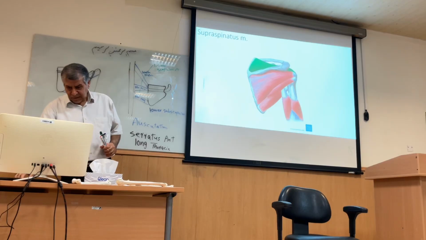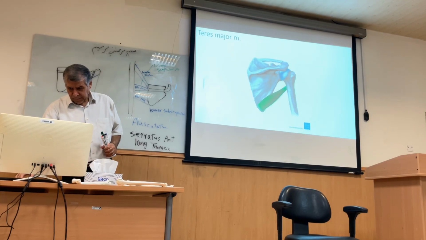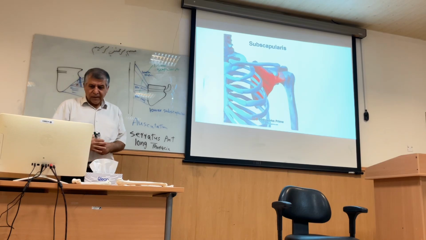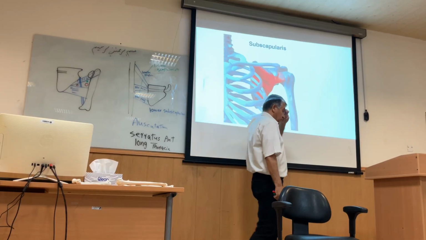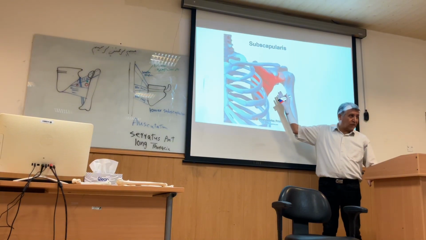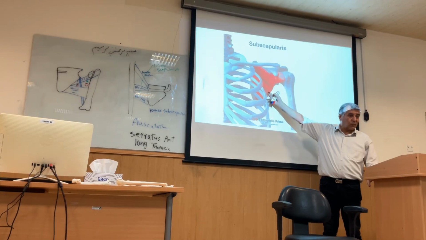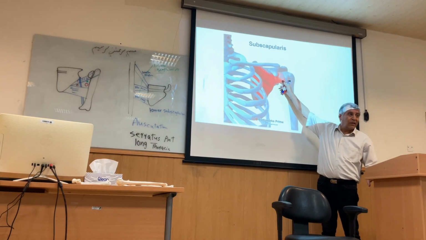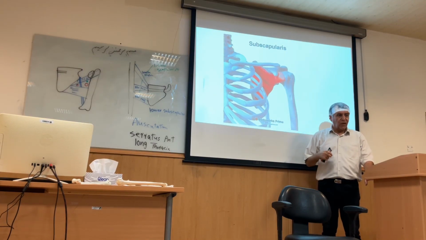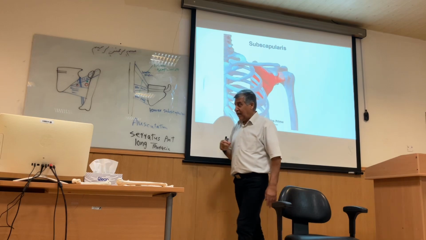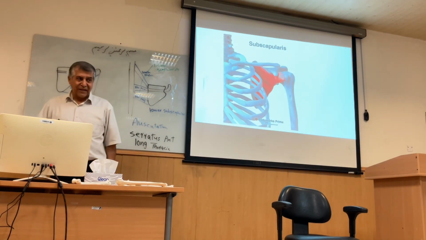The last muscle is subscapularis. It originates from the subscapular fossa and inserts into the lesser tubercle. This muscle is innervated by the upper and lower subscapular nerves.